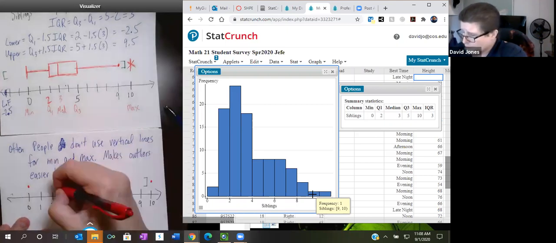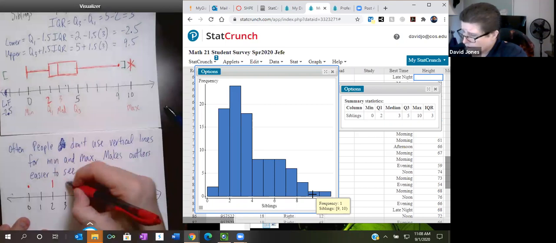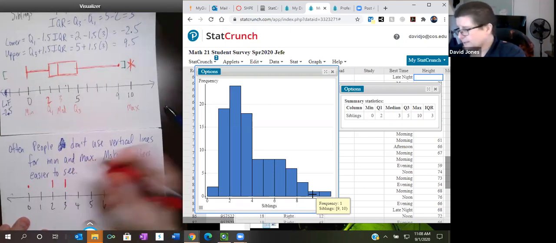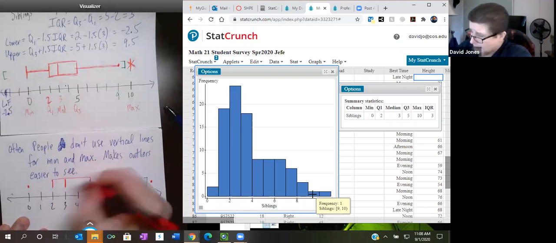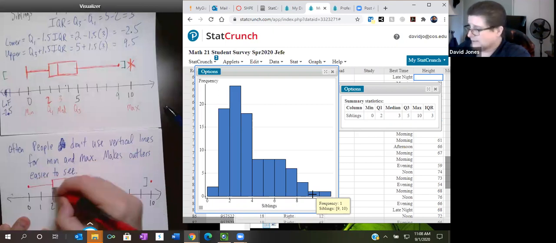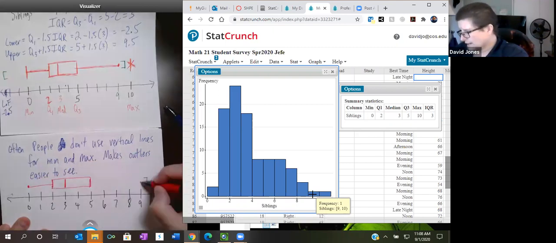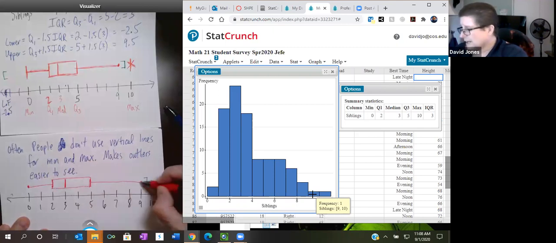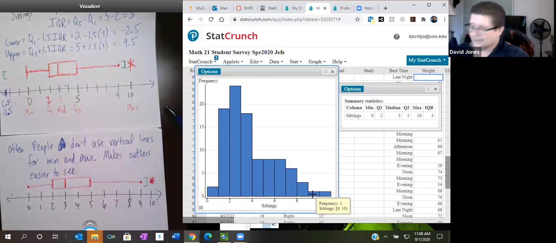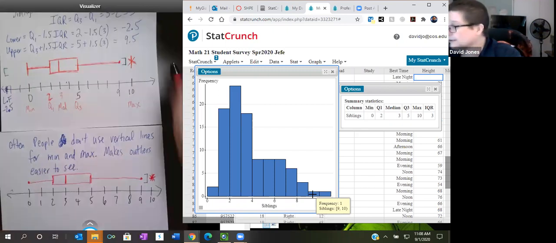Q1 was at 2. The median was 3. Q3 was 5. And they'll go like this. Connect that line like that. The lowest value inside the upper fence was 9. We'll connect a value there. And they make the asterisk like that. Makes it a little easier to identify the outlier.